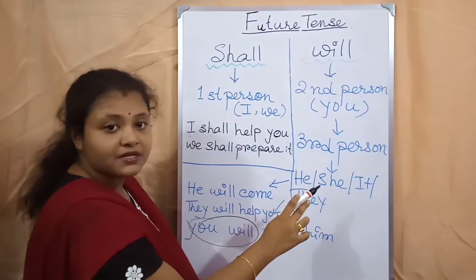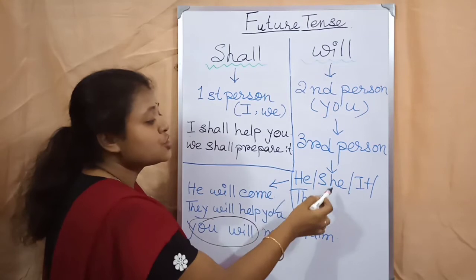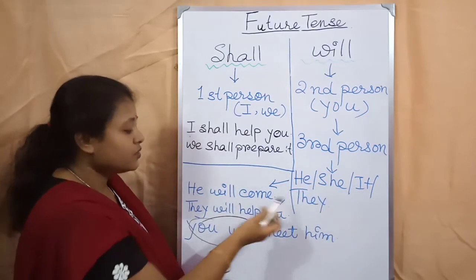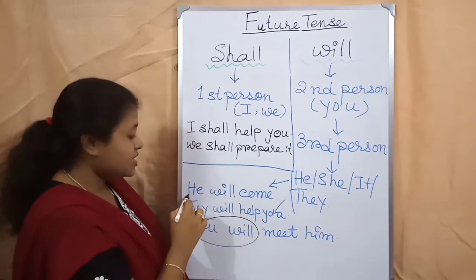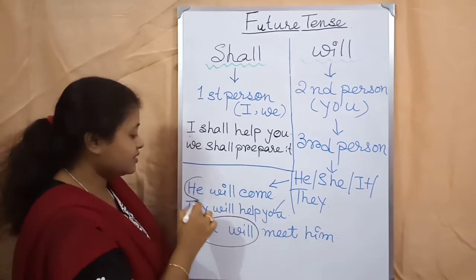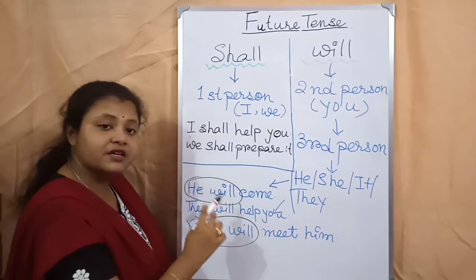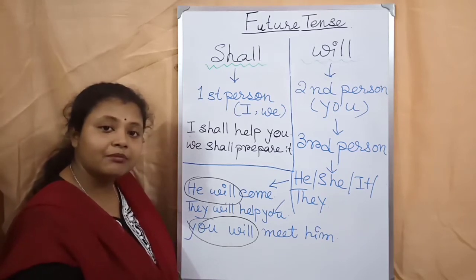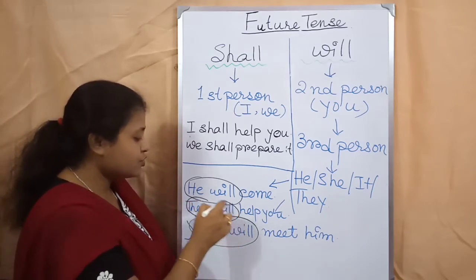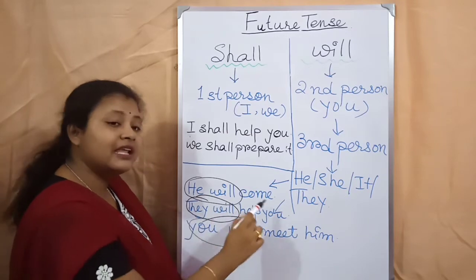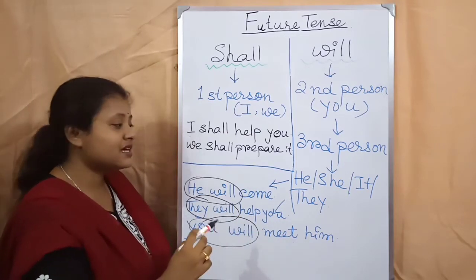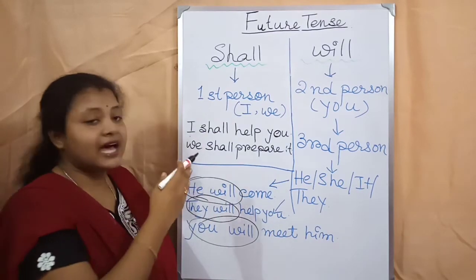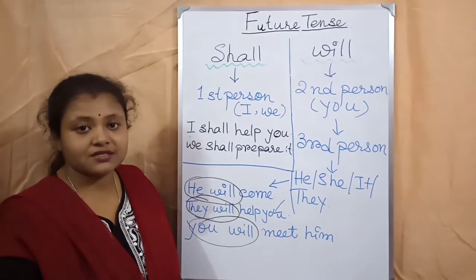Now come to the third person. Third person means he, she, it, they, or any name. Here I have given an example. He will come. He is the third person. After that I have used here will. They is also third person but plural number. So that is why I have also used here will. They will help you. So okay students, these are the different usages of shall and will in future tense.